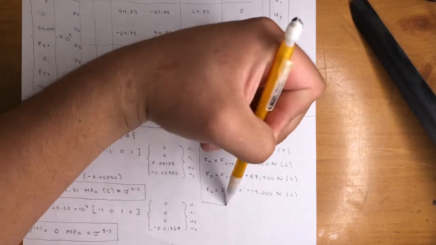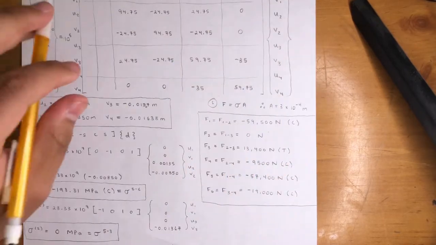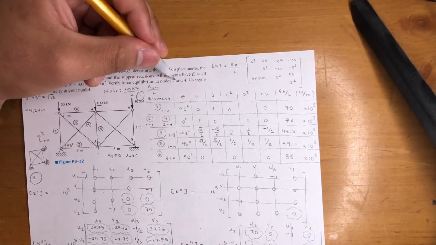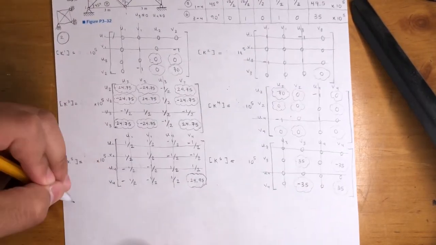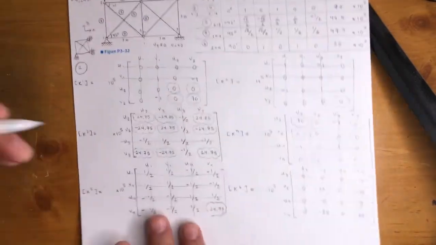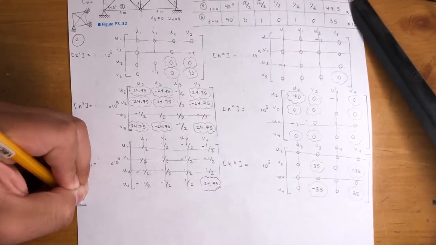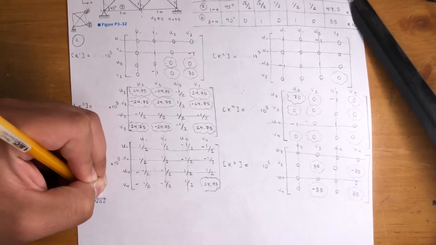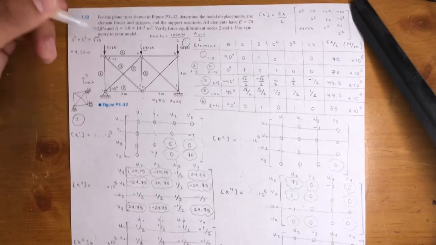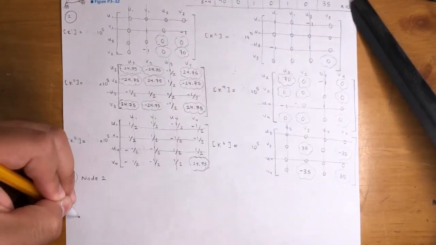Now, finally, it says verify force equilibrium at nodes 2 and 4. This problem is not hard, it's just very long. So we got step 6 done, going to step 7. Let me go ahead and do node 2 first. So let's go to node 2 right here. It looks like this.